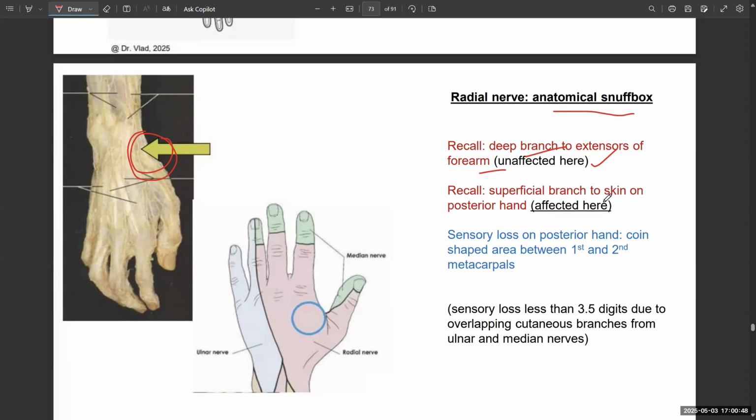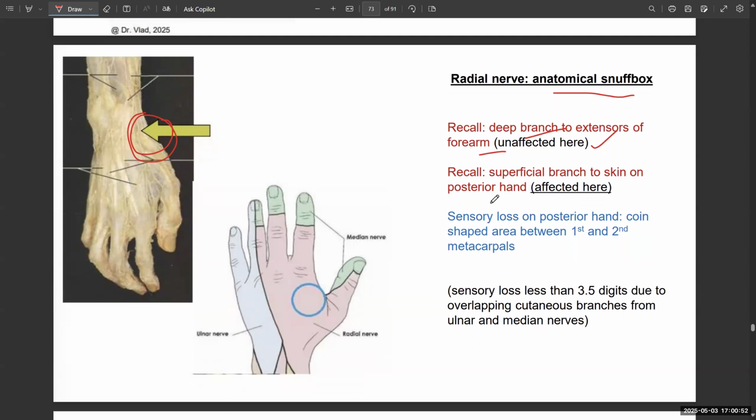However, your superficial branch, which is sensory, will be affected. So you have sensory loss on the posterior hand. If you take the dorsum of the hand, you're going to have sensory loss in this coin-shaped area between the first and second metacarpals. So 1, 2. Between these two areas, you have a coin-shaped area, which is where you have sensory loss.